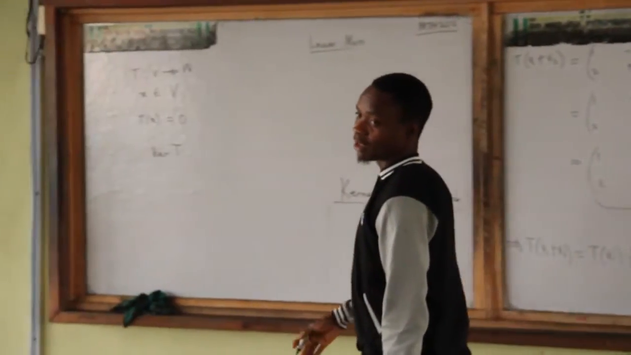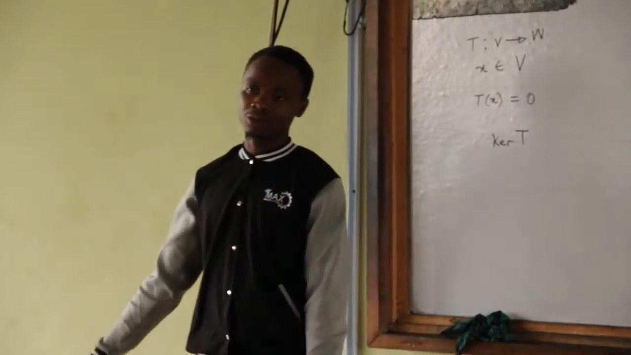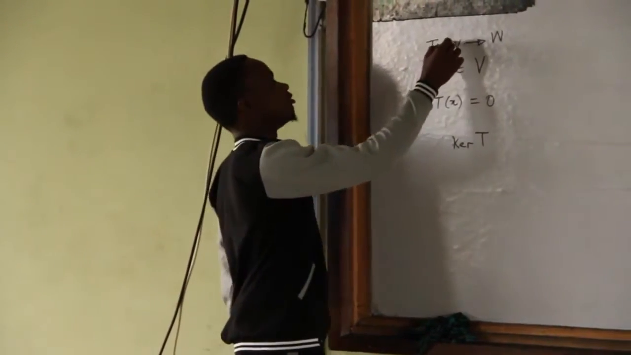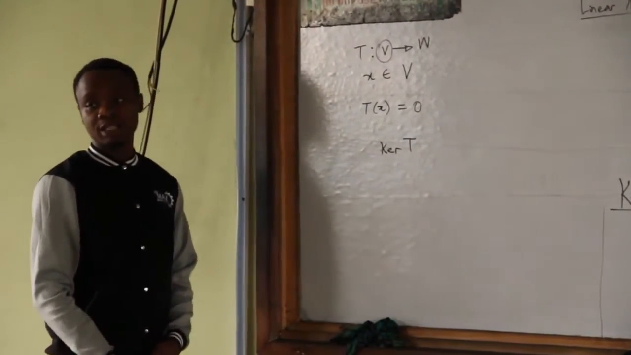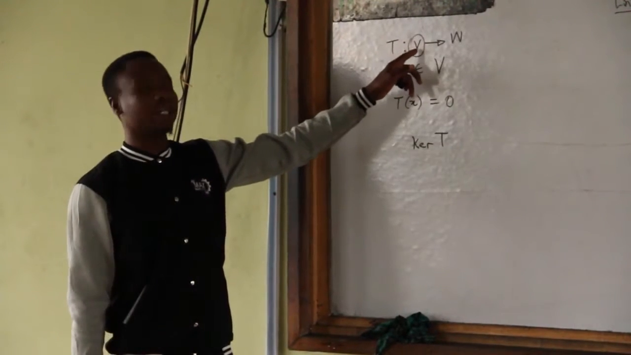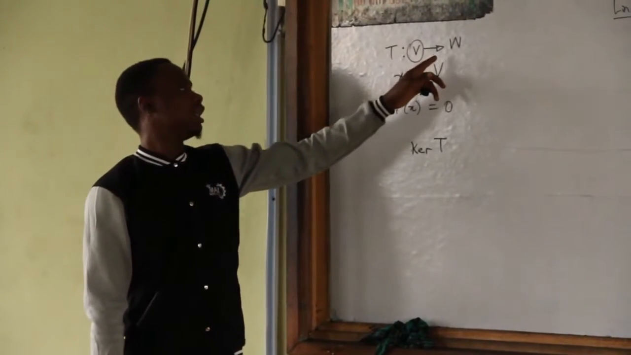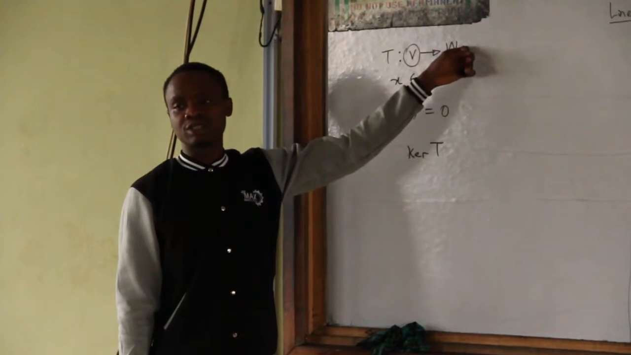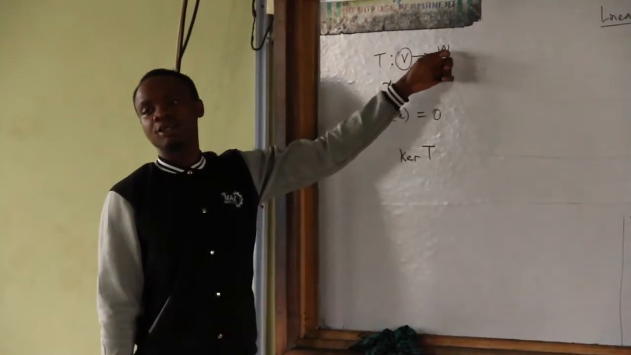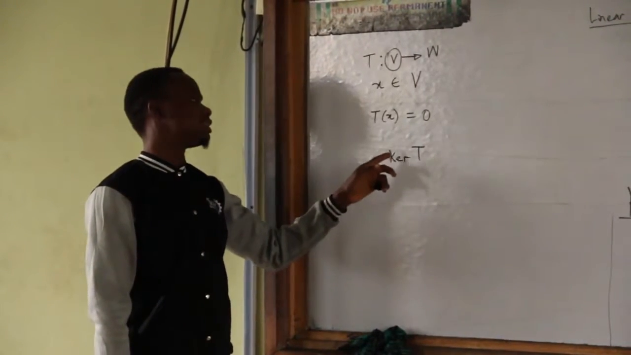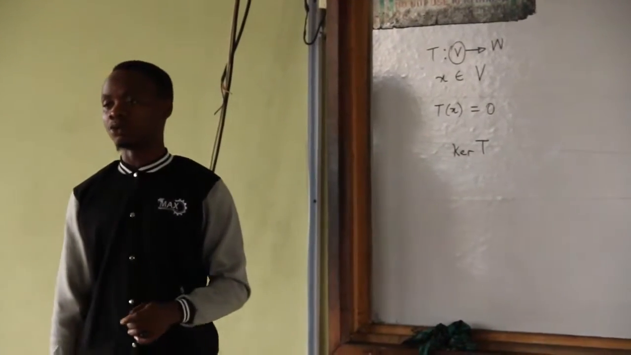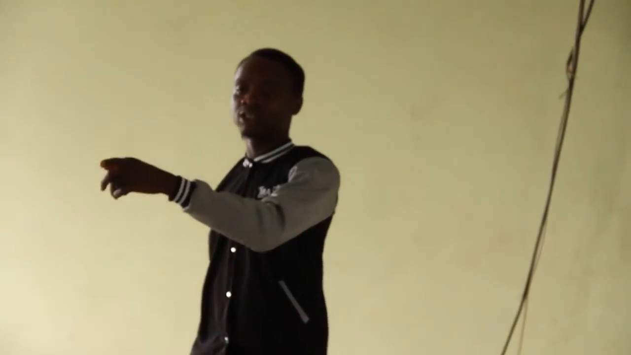You know what I mean by domain now? Just like a function has a domain, this is the domain of the function. The transformation takes elements of vectors in this vector space and gives vectors in the other vector space. Is it clear? So the elements in this vector space that will yield the 0 element of the vector space W, when you put them together, they form a set which we call the kernel of T. Please pay attention.